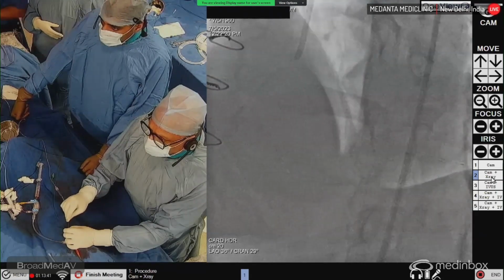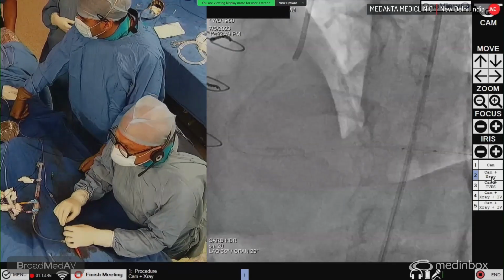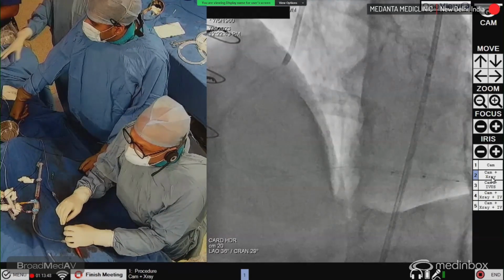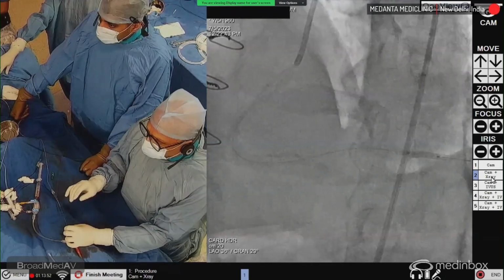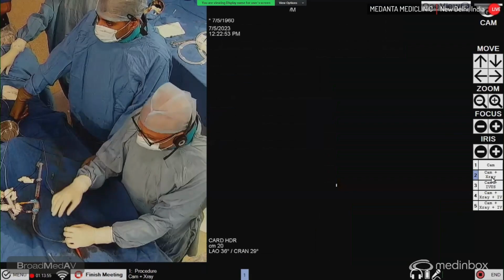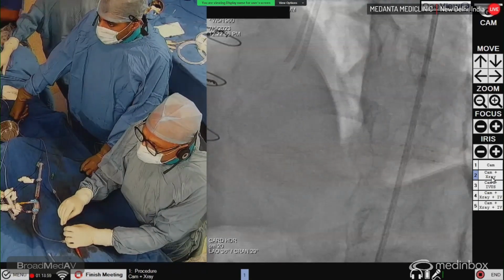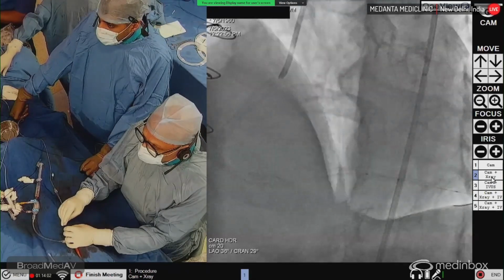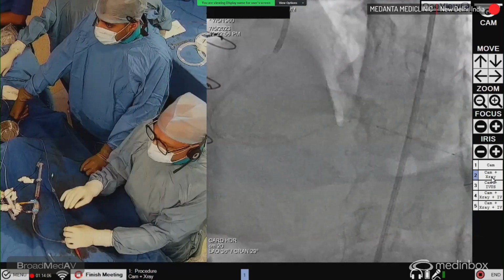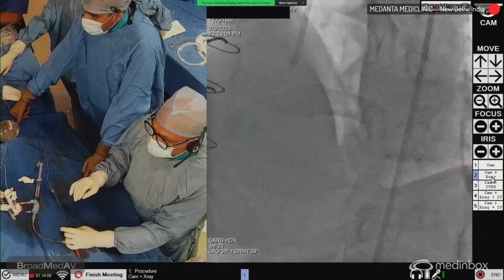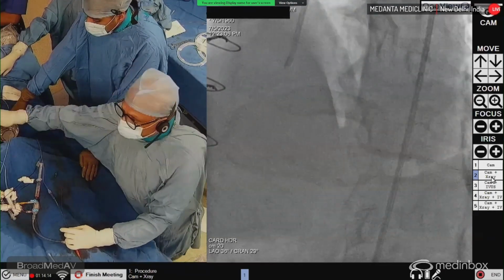Let's have a look. So the balloon crosses easily. Go up. 1, 2, 3, 4, 5, 6, 7, 8, 9, 10, 12, 14. Deflate. So this dilated well. And now in this area where there was a stenosis, a narrowing a little bit, go up. 1, 2, 3, 4, 5, 6, 7, 8, 9, 10, 12, 14, 16. Deflate.